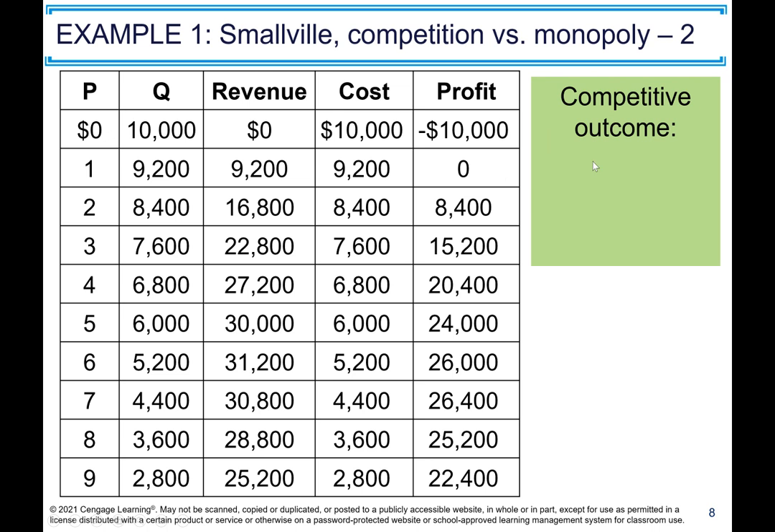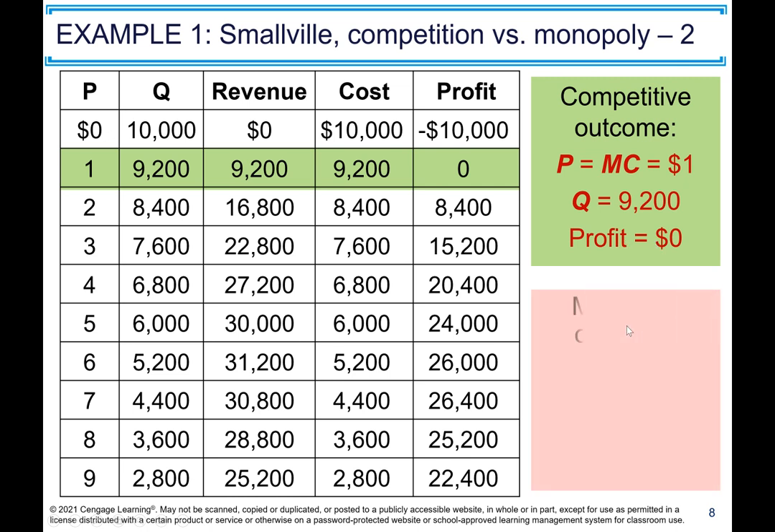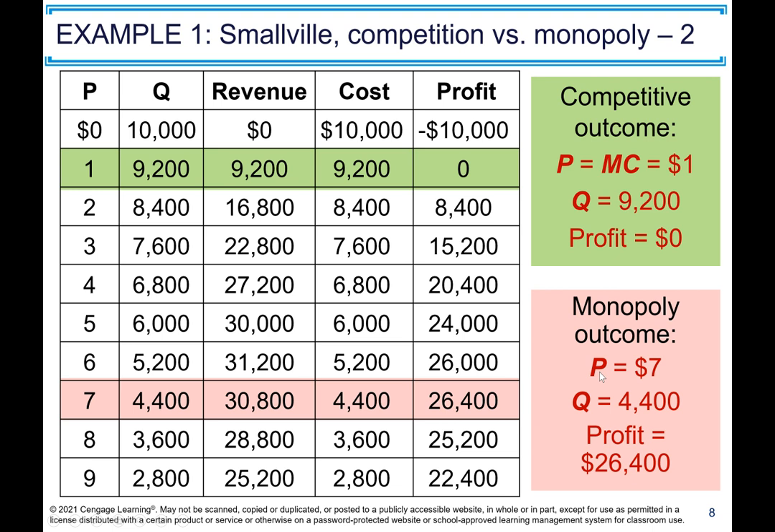Competitive outcome. In the competitive outcome, price equals marginal cost, which equals $1. Output is 9,200. Profit equals 0. Monopoly outcome: price equals $7, quantity equals 4,400, and profit is 26,400.